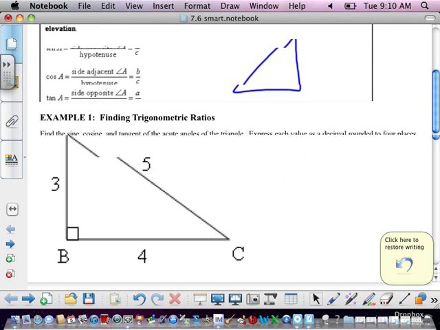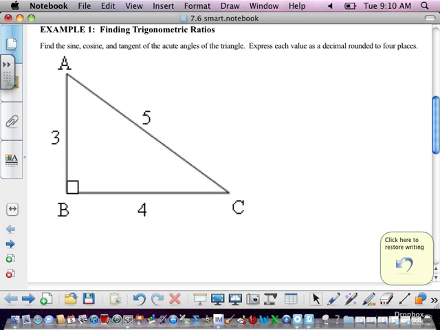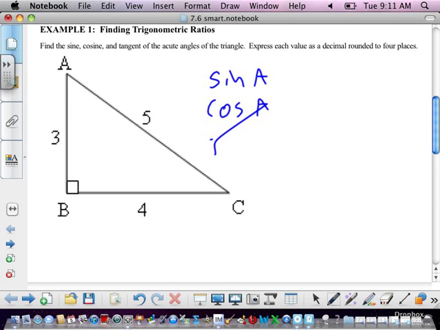All right. So we are looking at the first triangle A. We want to find cosine, sine, and tangent for A and C. Why not B? It's a 90-degree angle. We're only looking at them for the acute angles. It only works for acute angles. What do you want to do first, A or C? A. So we're going to find the sine of A, the cosine of A, and the tangent of A.